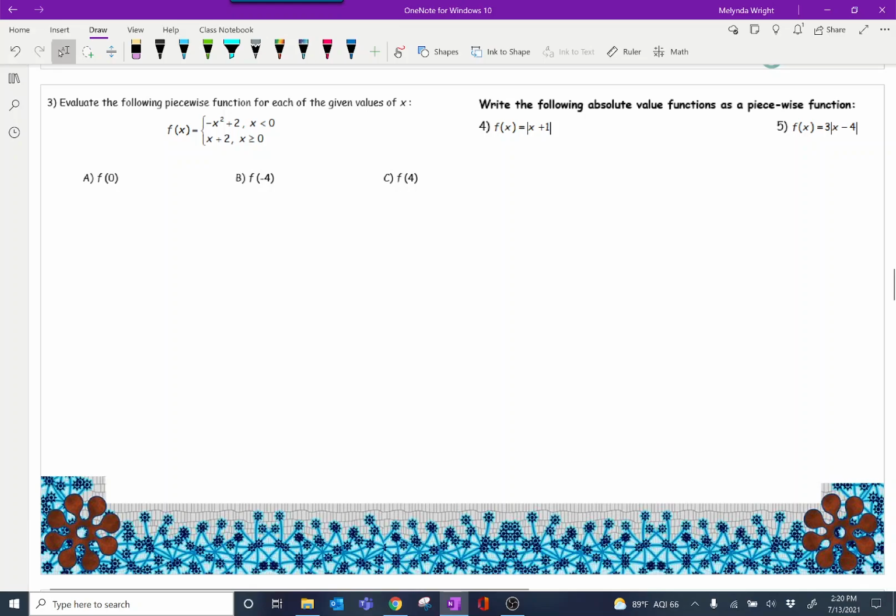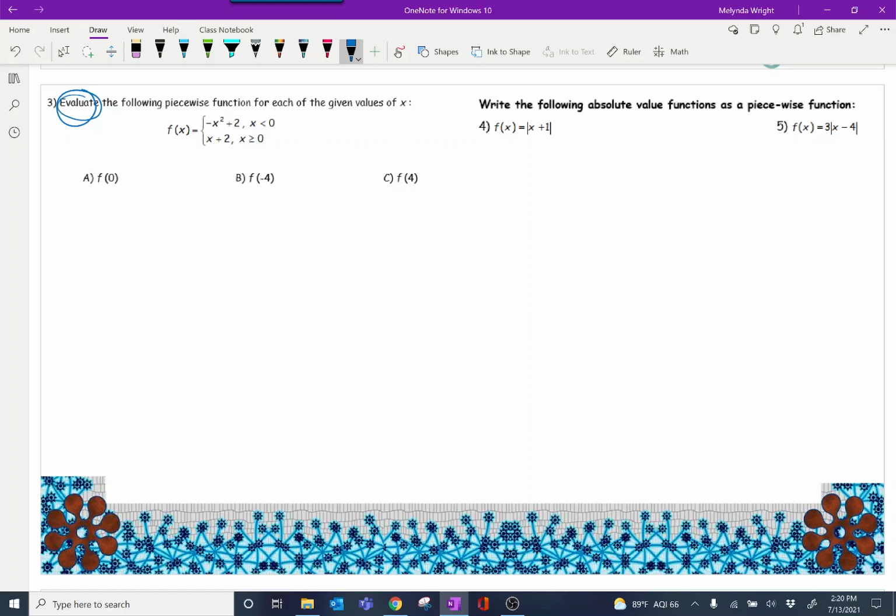So on the first question, it says evaluate. So let's think about what that word evaluate means. Evaluate typically means plug in or substitute a value in and come up with a value, right? Evaluate, come up with a value. So they want us to find f of 0 first.